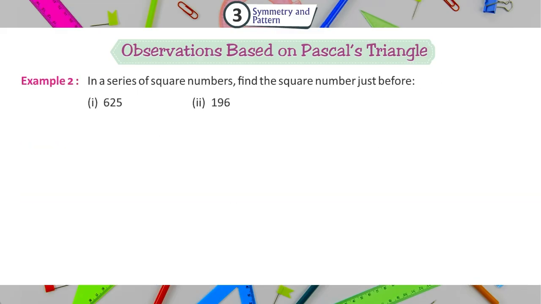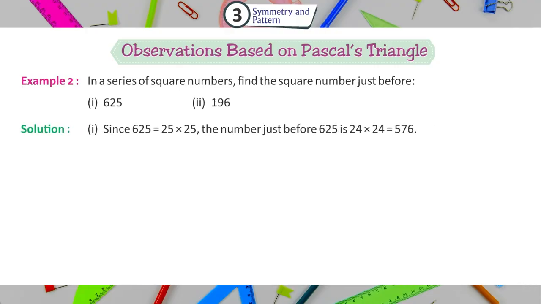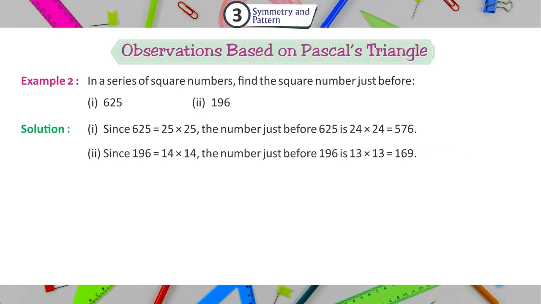Example 2. In a series of square numbers, find the square number just before 1, 625 to 196. Solution 1. Since 625 is equal to 25 into 25, the number just before 625 is 24 into 24 is equal to 576. 2. Since 196 is equal to 14 into 14, the number just before 196 is 13 into 13 is equal to 169.